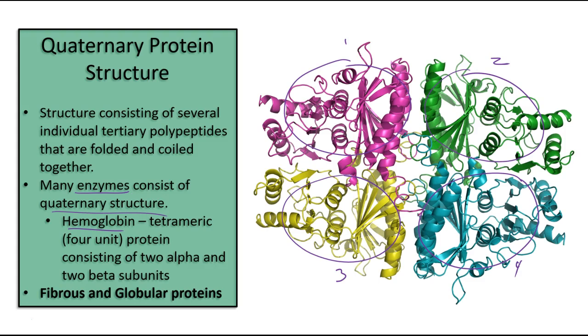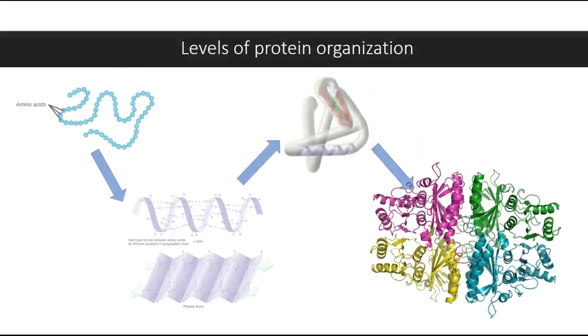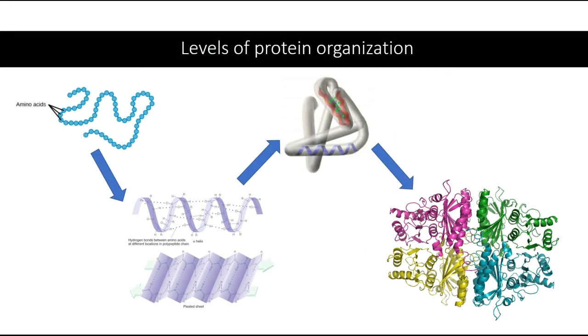These quaternary structures can produce fibrous and globular proteins, but most of the globular proteins will not become the globular proteins they are without the use of quaternary protein folding. Okay? I think that's where we're going to end it. Those are the levels of protein organization, and this was protein structure.